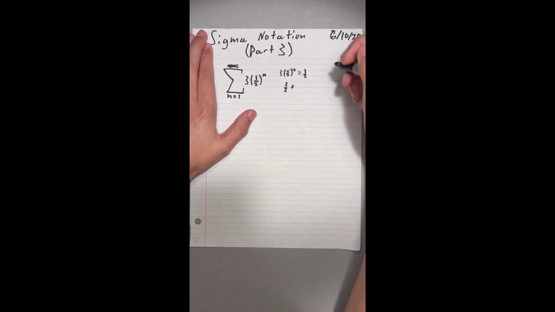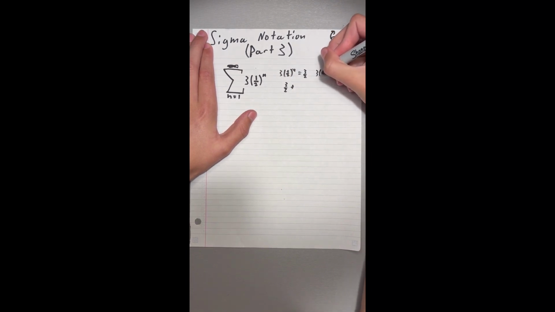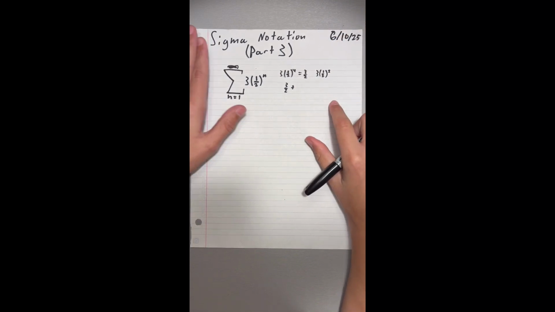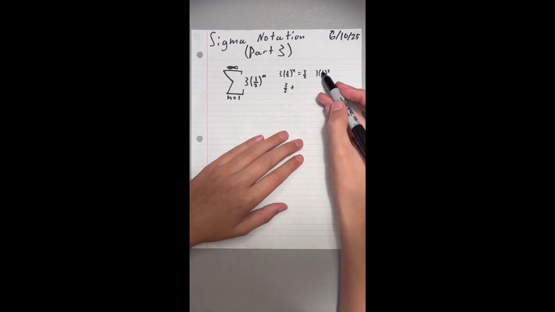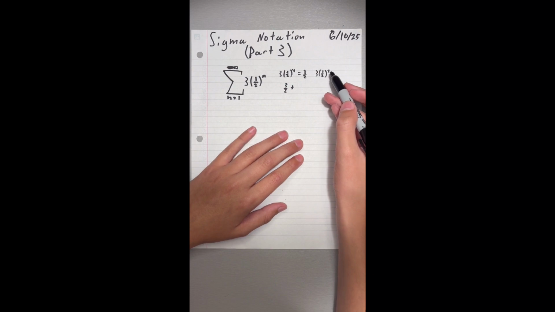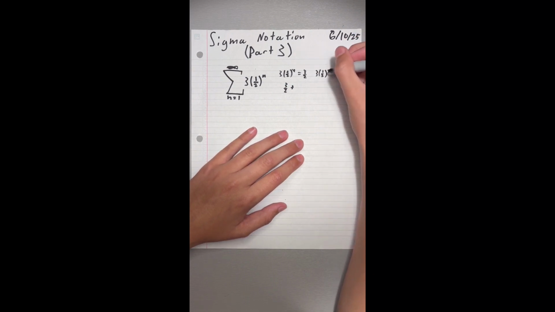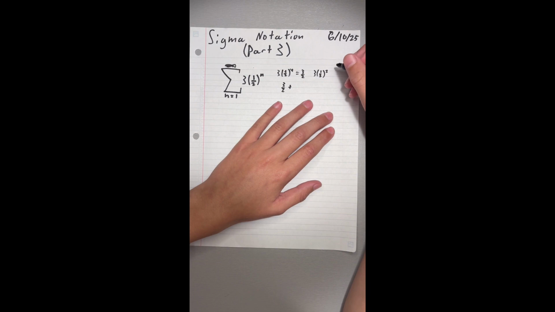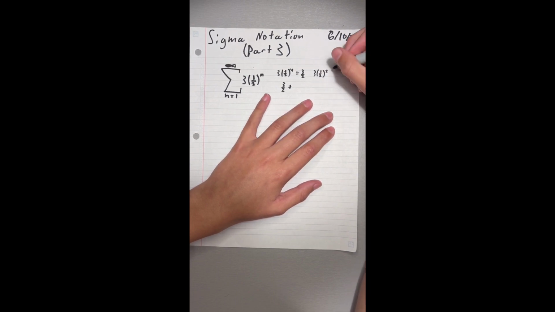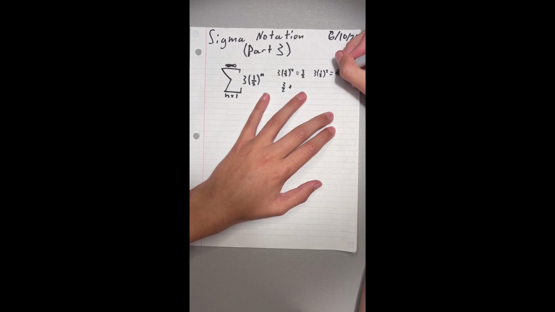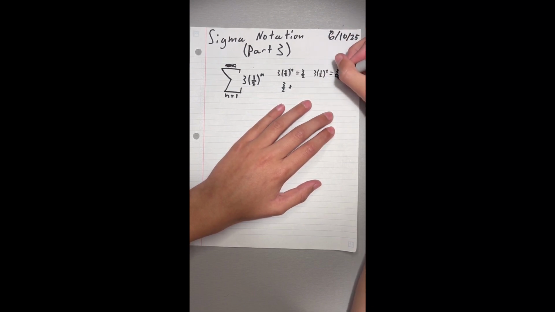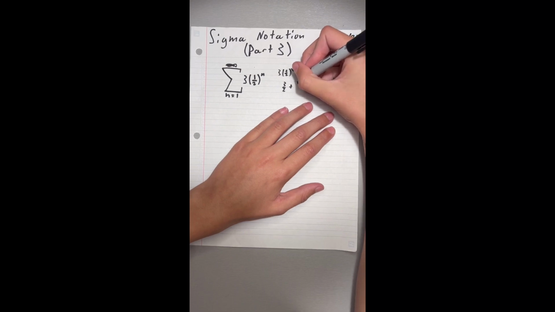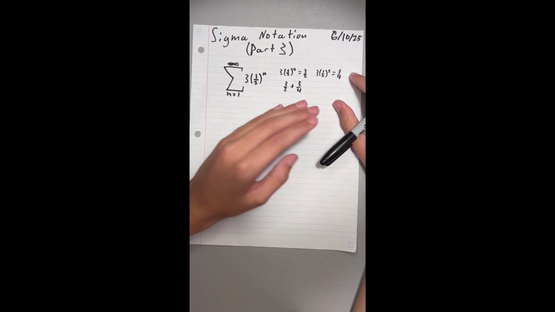Next, we would have 3 times 1/2 to the second, and when we're squaring 1/2, we square the numerator and we square the denominator. So 1 squared is 1, and 2 squared is, no, 4, so we would have 3 times 1/4, which is equal to 3/4. Sorry if I confused you there. I was confusing myself. So now we have 3/4.